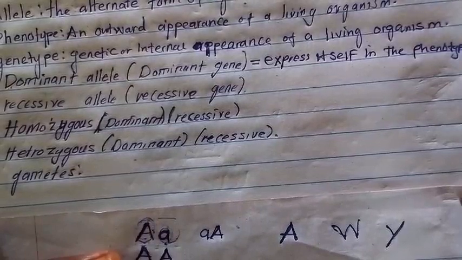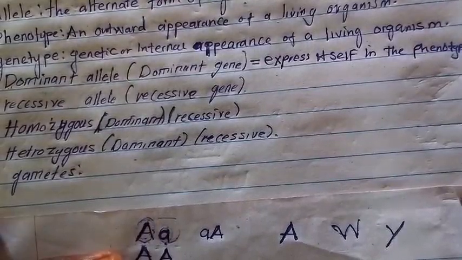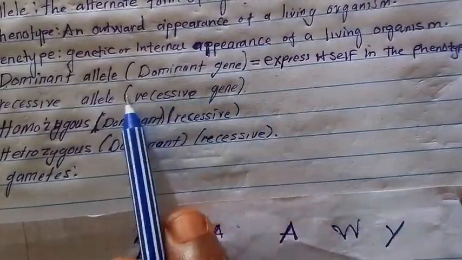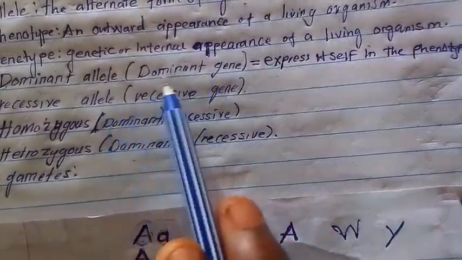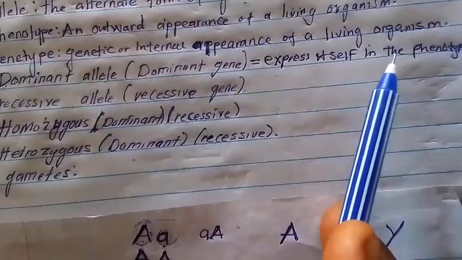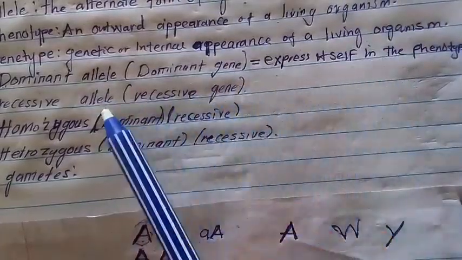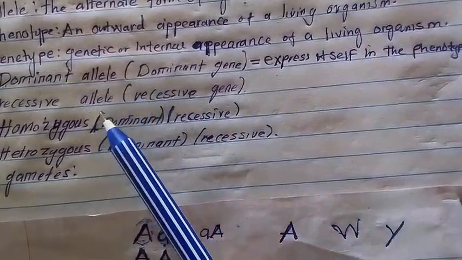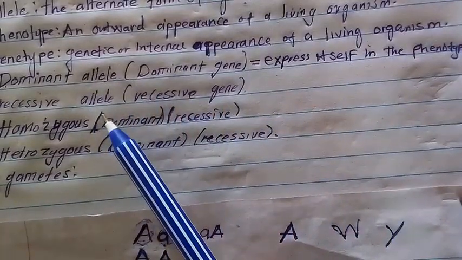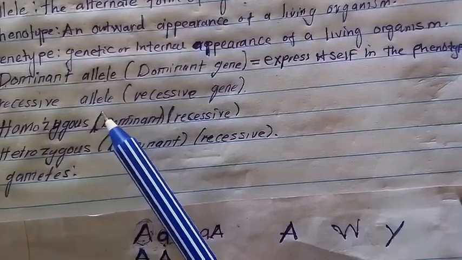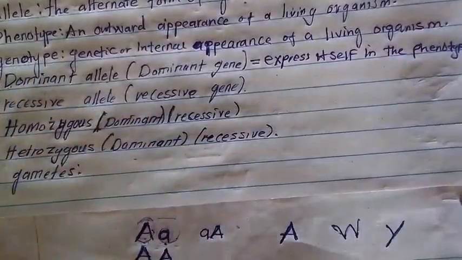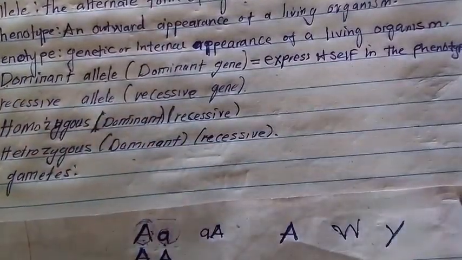Okay? Yes. Let me just repeat. I'm saying, when you talk of the dominant value, this one is just the value which expresses itself in the phenotype. So when you talk of the phenotype, this one is just an outward appearance of a living organism, right? And genotype, it is just the internal or the genetic appearance of a living organism.